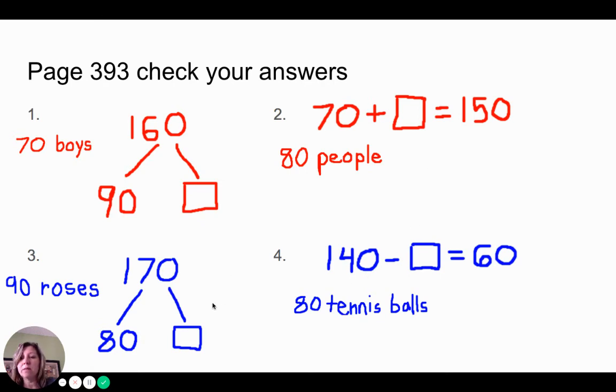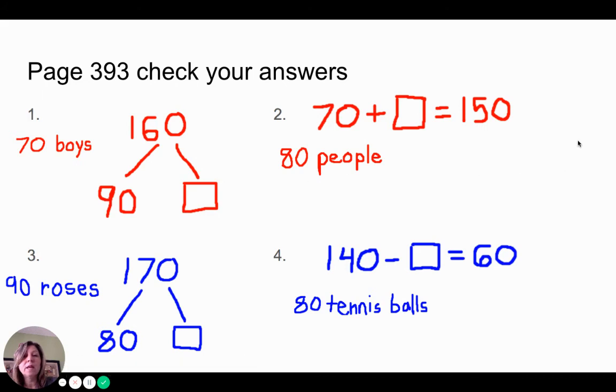For number 3, third graders, I drew a math mountain. I'm missing an addend. 80 plus 90 equals 170. So 90 roses is my answer. And for number 4, I am missing the addend. 80 tennis balls. 80 plus 60 equals 140. You can check your work.